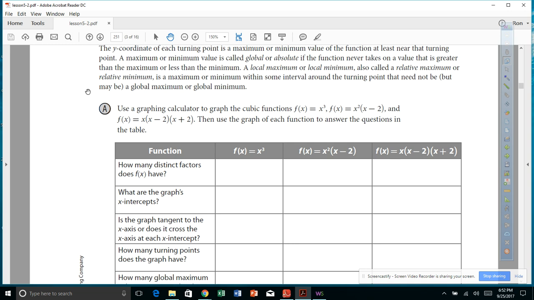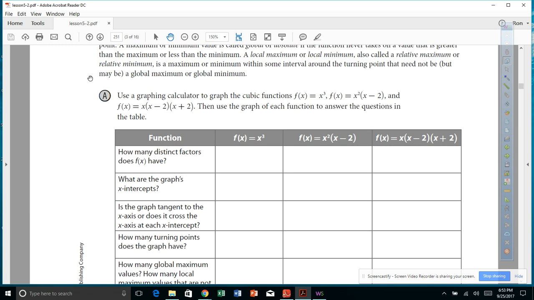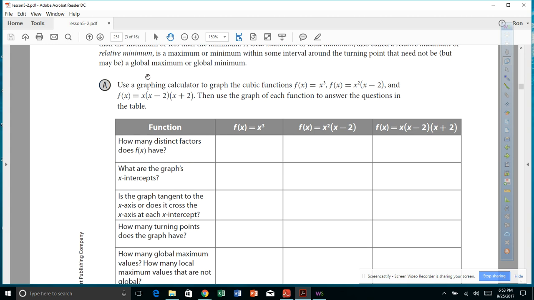A maximum or minimum value is called global or absolute if the function never takes on a value that is greater than the maximum or less than the minimum. A local maximum or local minimum, also called a relative maximum or a relative minimum, is a maximum or minimum within some interval around the turning point that need not be, but may be, a global maximum or a global minimum.